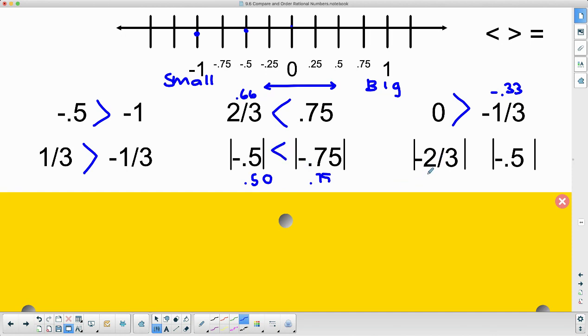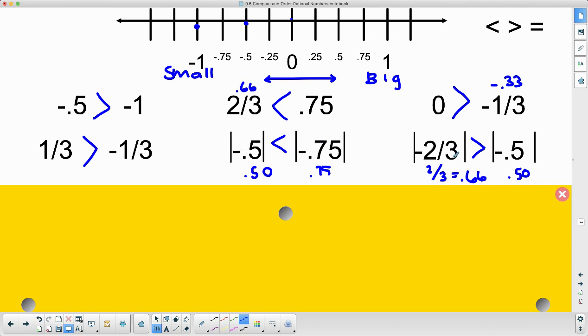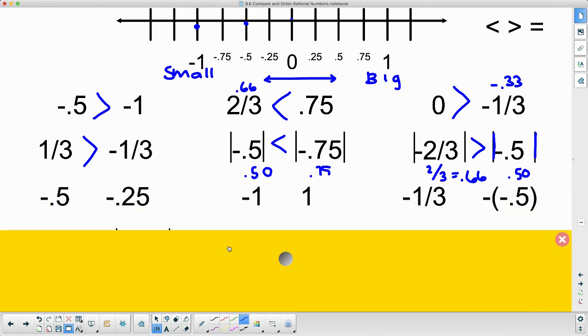So the absolute value of 2/3 is that it's 2/3 units away from 0, and this one is 0.5 units away from 0. If we remember that 2/3 is 66, and this is only 50, 66 is greater. So even though these have these negatives in front of them, they're the absolute values, so we make them positive.